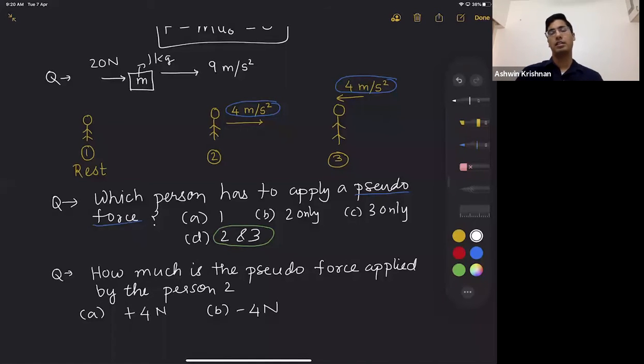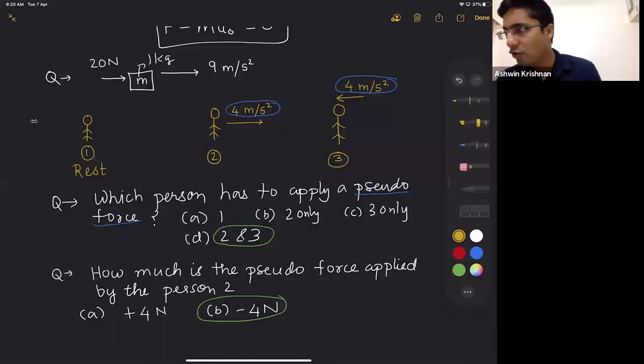Okay, is it option A plus 4 Newton, option B minus 4 Newton? I can see a lot of A's and B's. So the correct answer here is option B, minus 4 Newton, because pseudo force has two characteristics. A, its value would be m into a, m into acceleration of this, m into 4, and it will also be in the opposite direction. So the pseudo force observed by this body will be minus 4 Newton.